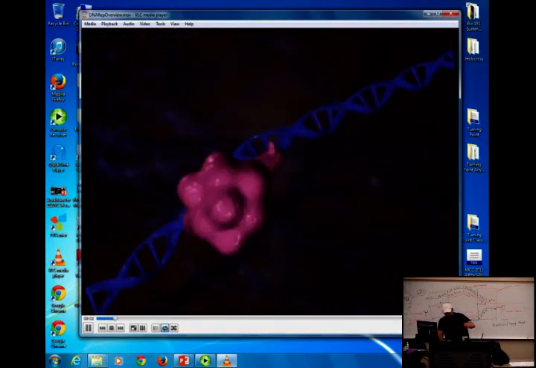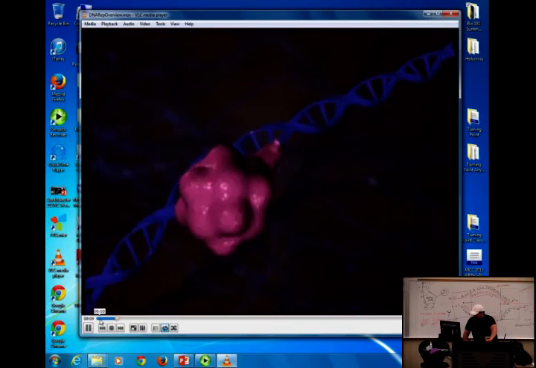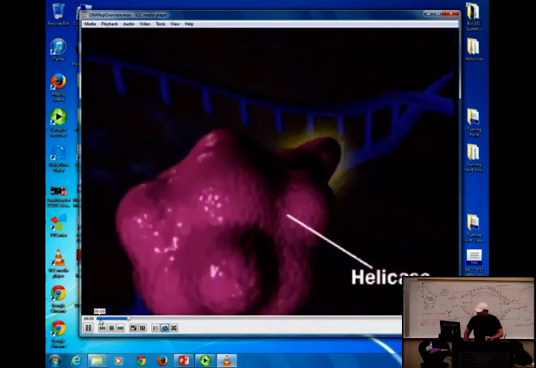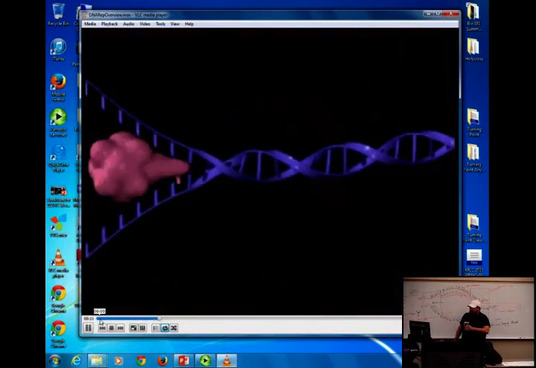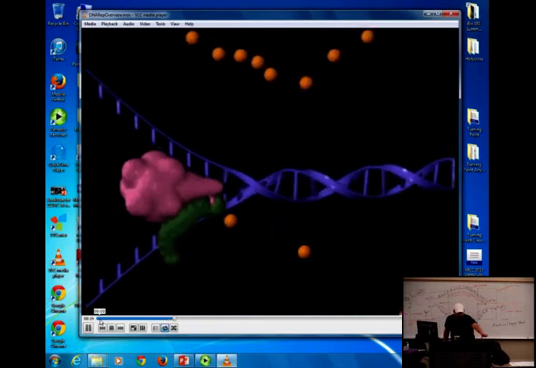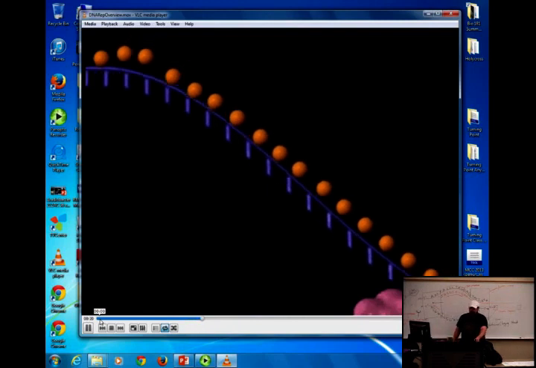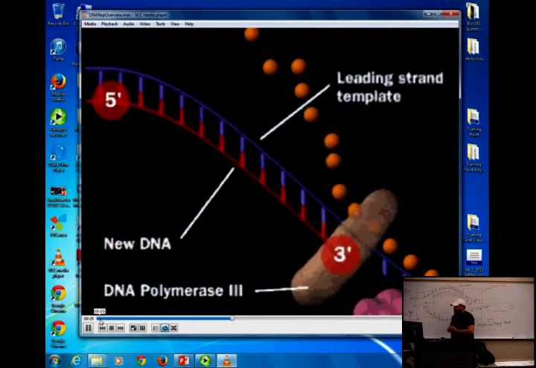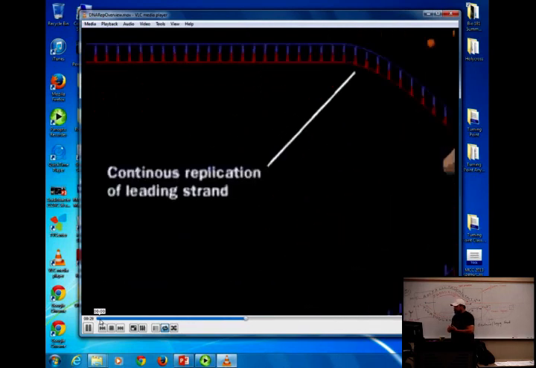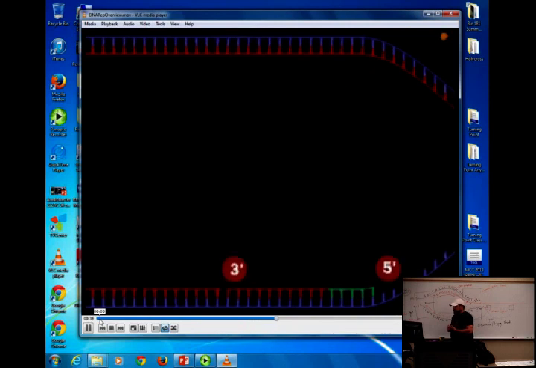DNA replicates. Its strands are separated by the enzyme helicase. Single-stranded DNA binding proteins keep the strands from reannealing. One DNA strand encodes the leading strand, which forms from its 5' to its 3' end, using DNA polymerase 3. No problem here, but the lagging strand presents problems. It has to form from 5' to 3' too. It forms in pieces called Okazaki fragments.